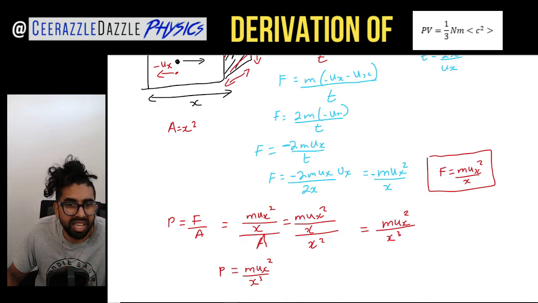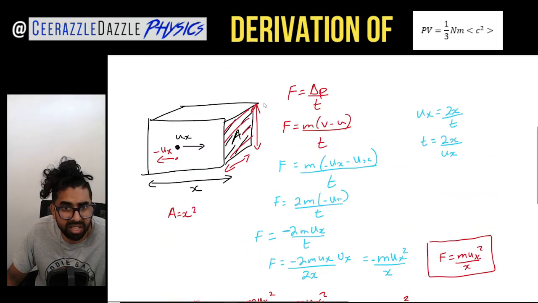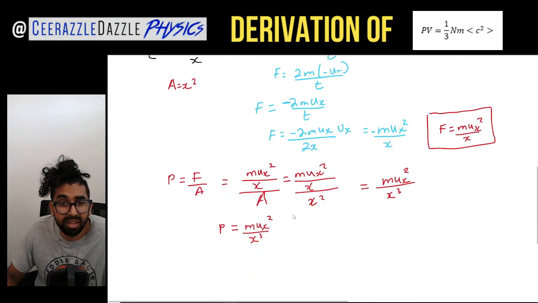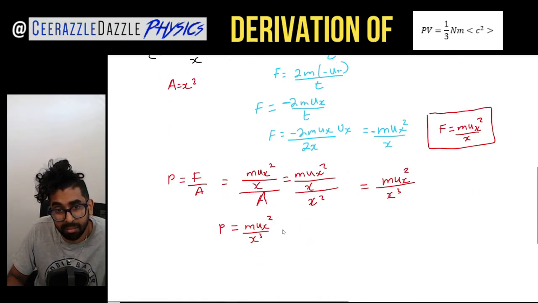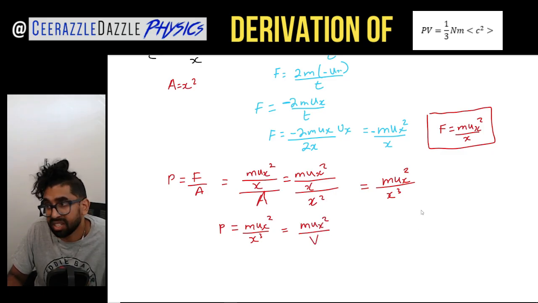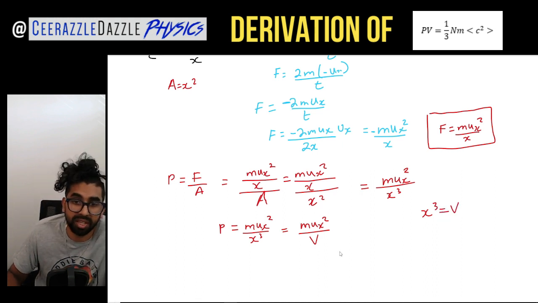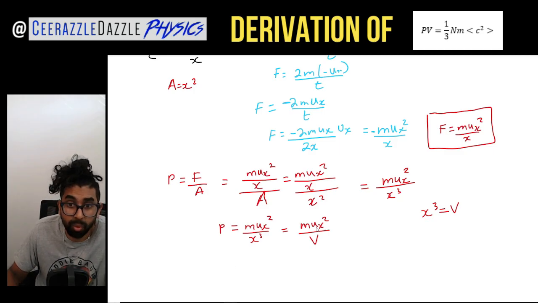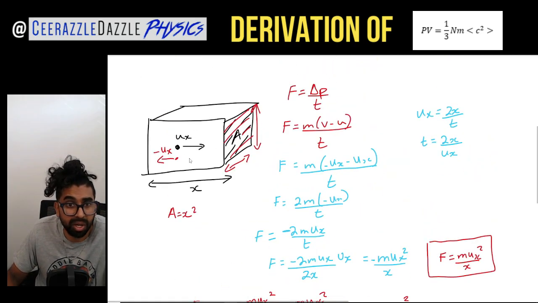Right, well what is x cubed? Don't forget, x cubed in this diagram will be x times x times x, which is the same as the volume of the container. So therefore this now becomes mux squared divided by v, because we said that x cubed will be equal to v. Right, now from here we can therefore say that this is for one particle. Yes, one particle over here.